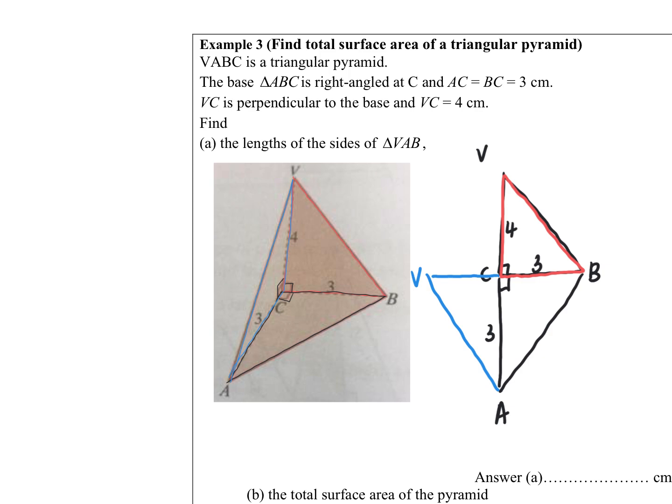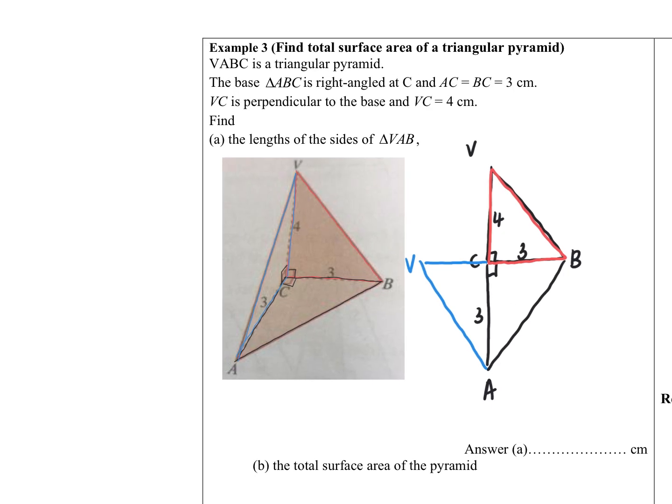They want you to find the length of the sides of triangle VAB. So they want you to find this. One side is this one. This side is also this. They also want you to find this side. So total 3. Let's call it the X, Y, and the Z. So let's go and find the 3 unknown lengths.